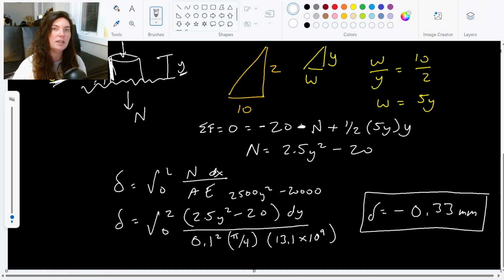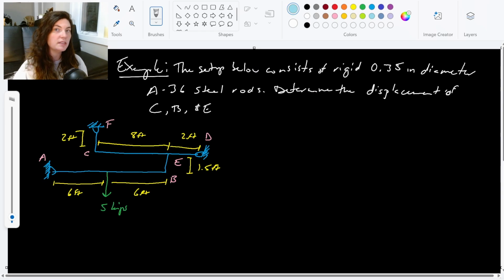Let's take a look at one last example. In this example, we're given a whole big setup of all these bars, and this load of 5 kips is applied, and we want to find the displacement of points C, E, and B for these 0.35-inch diameter A36 steel rods. So a load is being applied, everything is being shifted, the rods are stretching, and we want to find out where those points end up because of this load.